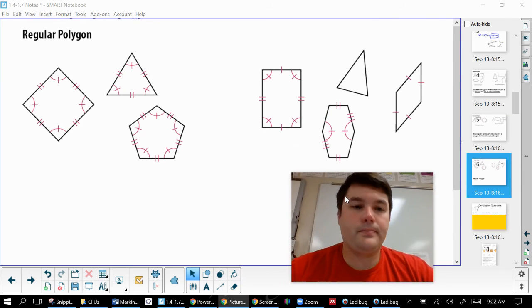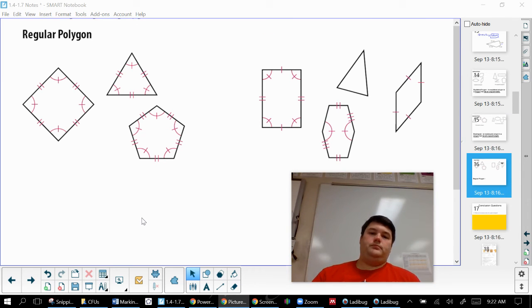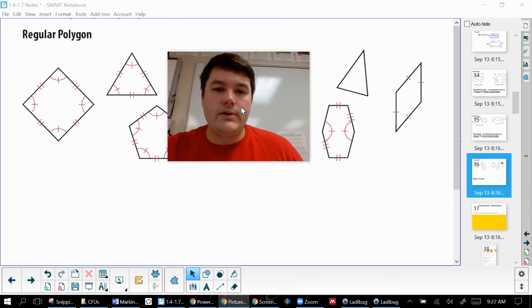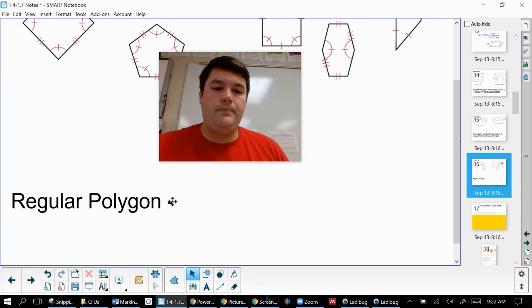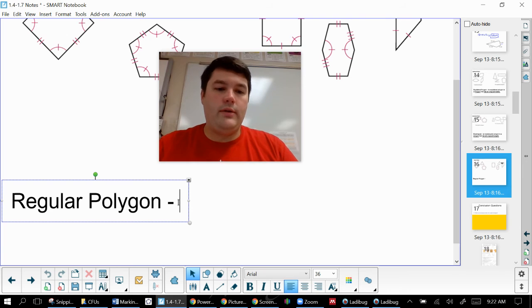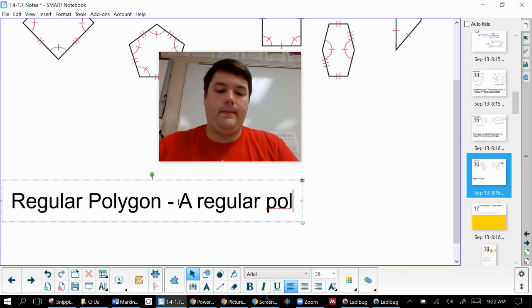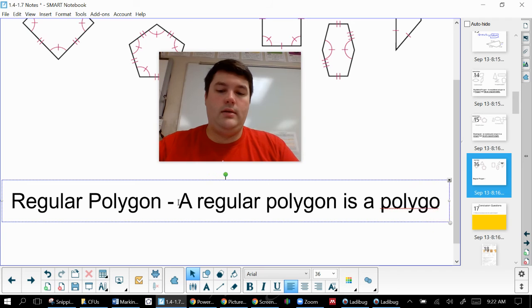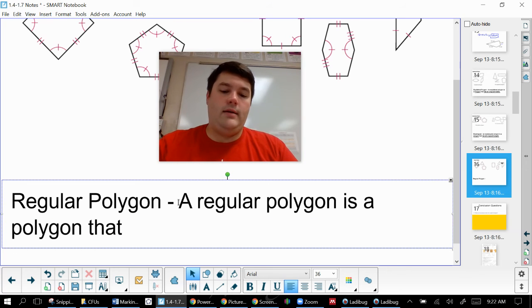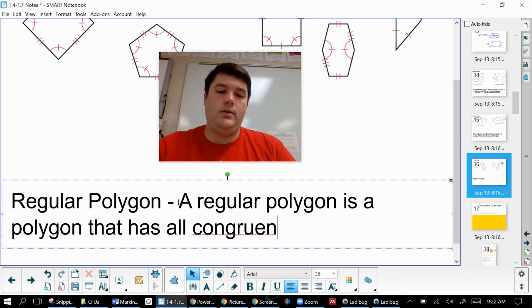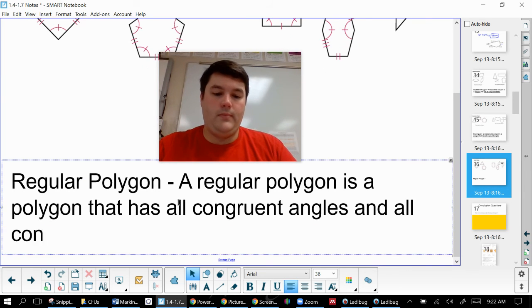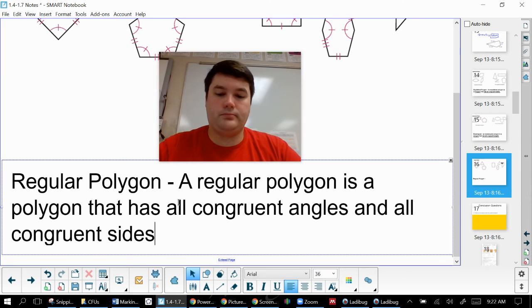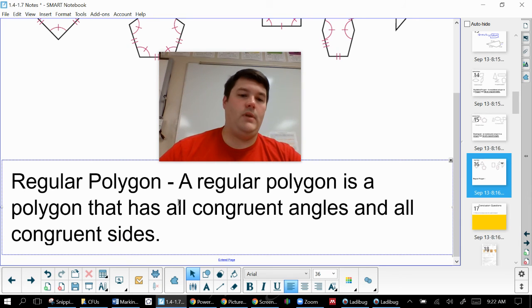Final one here, regular polygon. Take a look at those two pictures and try to write down your own definition. Okay, welcome back. There's a couple of ways we can do this. A lot of people will probably go with a regular polygon is a polygon that has all congruent angles and all congruent sides. That would be perfectly fine.